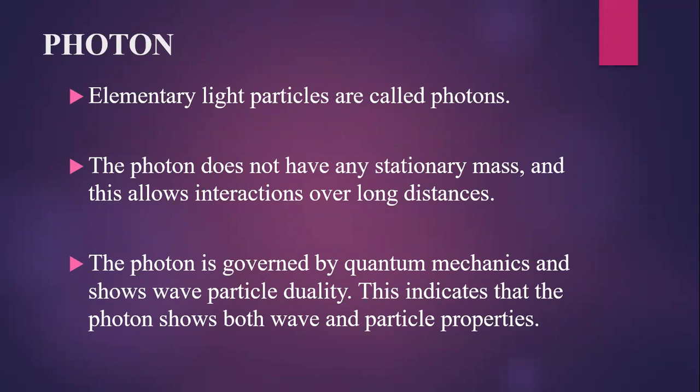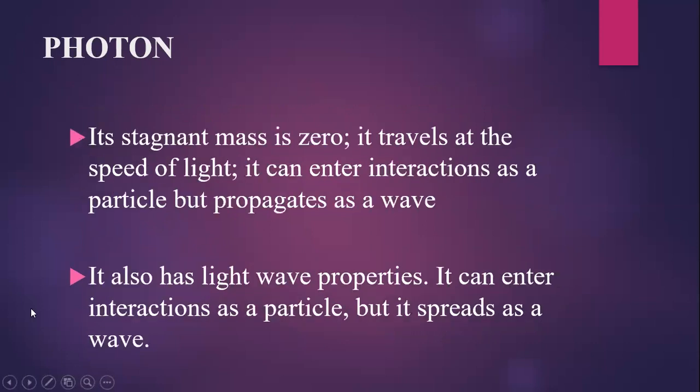The photon is governed by quantum mechanics and shows wave-particle duality. This indicates that the photon shows both wave and particle properties. Its atomic mass is zero. It travels at the speed of light. It can enter interactions as a particle but propagates as a wave. It also has light wave properties.